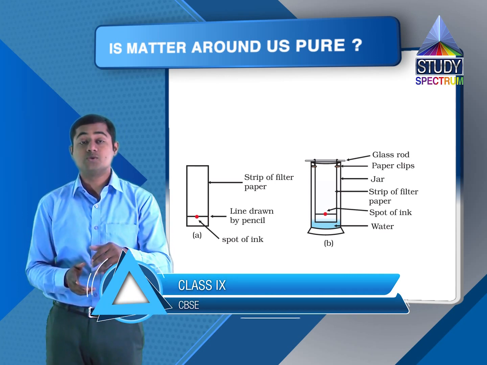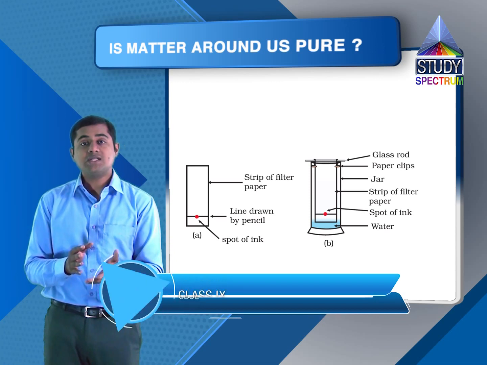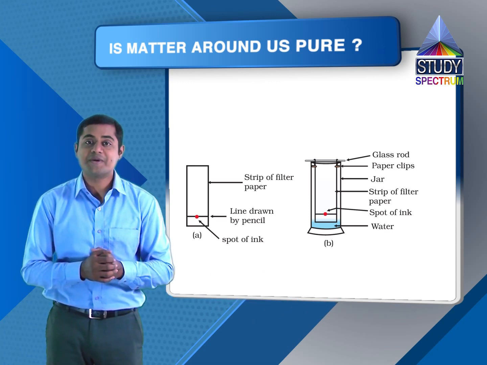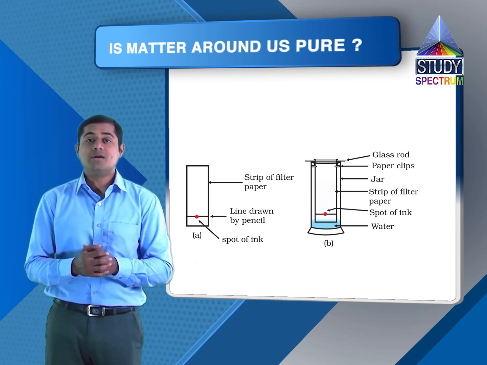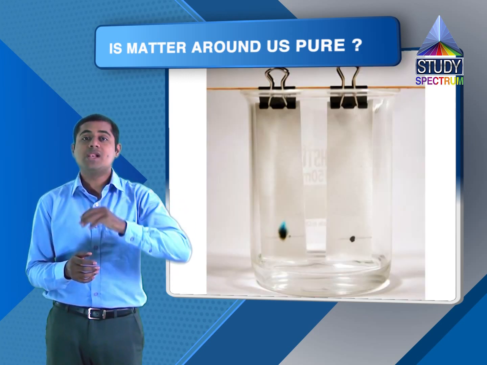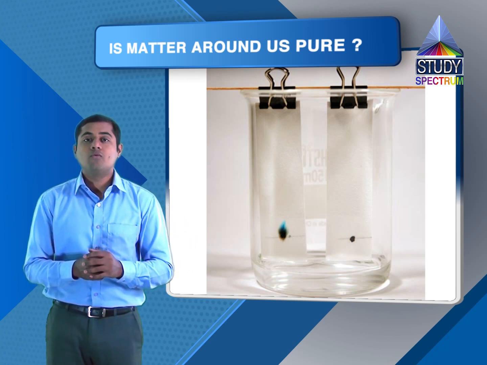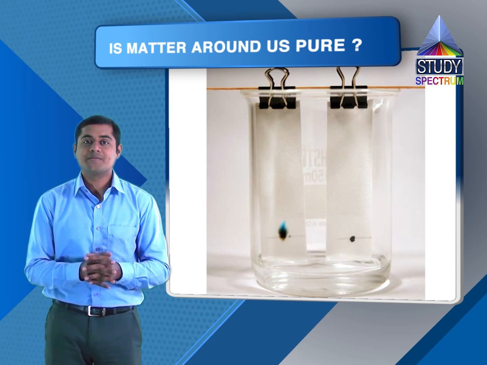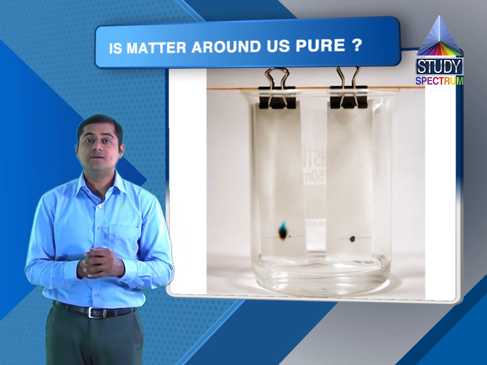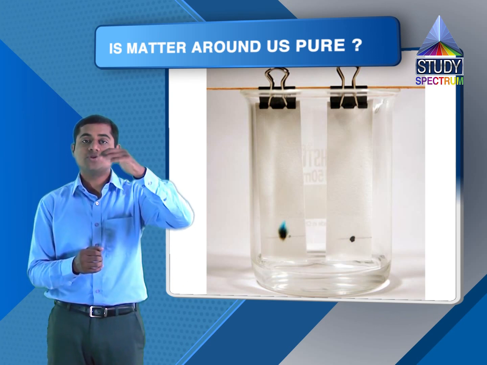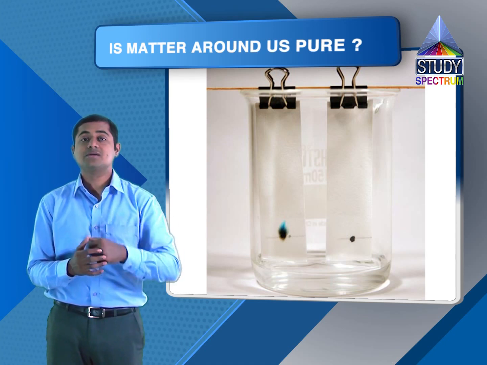Once the filter paper is wet from the bottom end, water starts traveling upwards on the filter paper. And while it travels upward, once the water crosses that horizontal line, that ink dot, what do you observe? What do we get? Actually, above the dot of the ink, as the water level rises on the filter paper, we get different color particles.